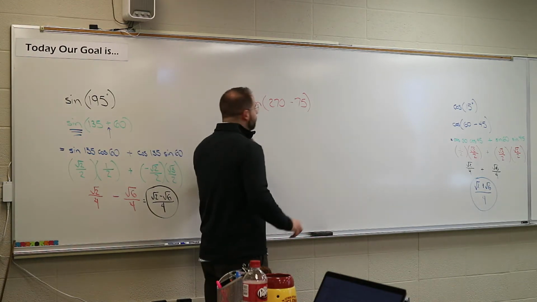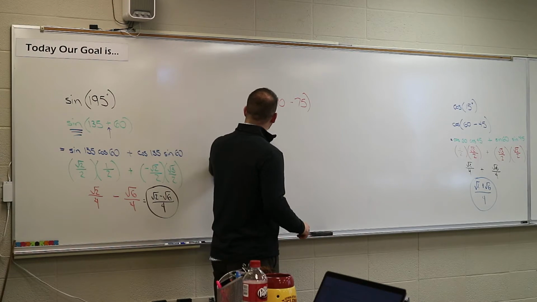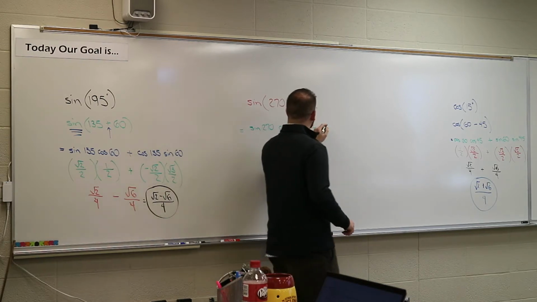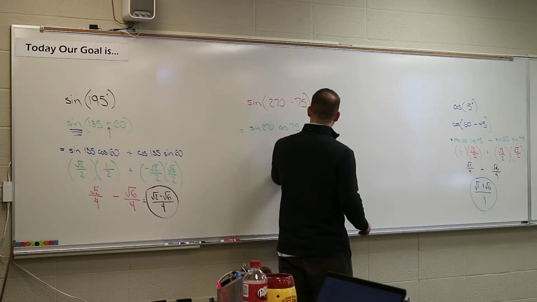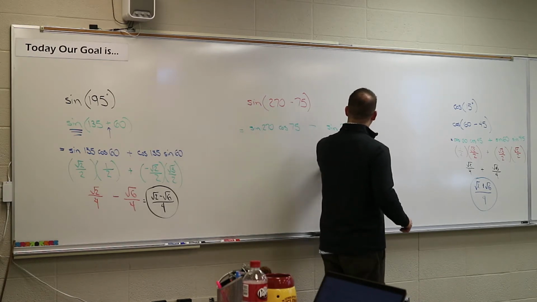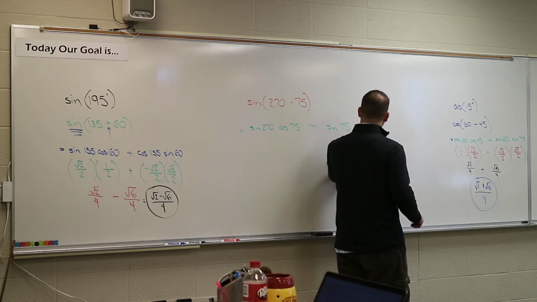When you do the subtraction formula for sine, it's sine of the first, cosine of the second, minus, actually that's subtraction, sine of the second, cosine of the first. All right, there we go.